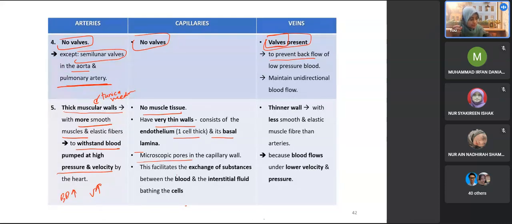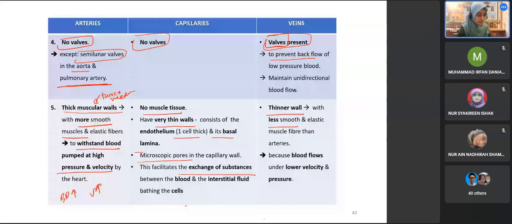So this is to facilitate the exchange of substances between the blood and also the interstitial fluid around the cell. Okay, so for the vein, it has a thinner wall with less smooth muscle and elastic muscle fibers than the artery, because as the blood flows in the vein, it flows with low blood pressure and also low blood velocity. Sebab dia travel jauh dah.